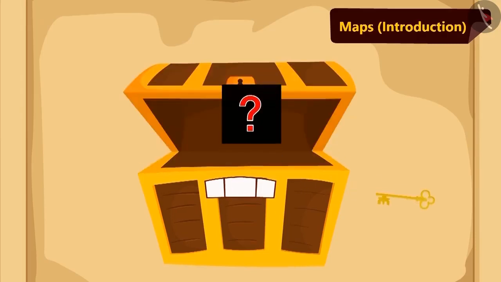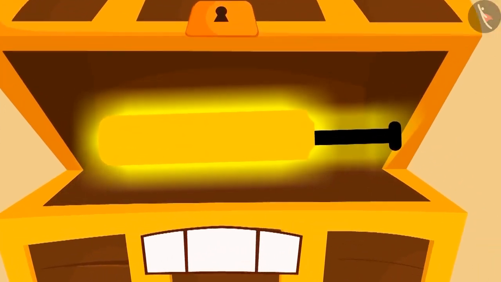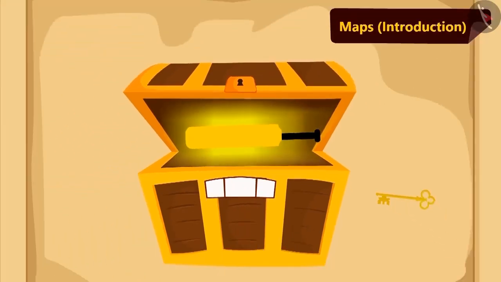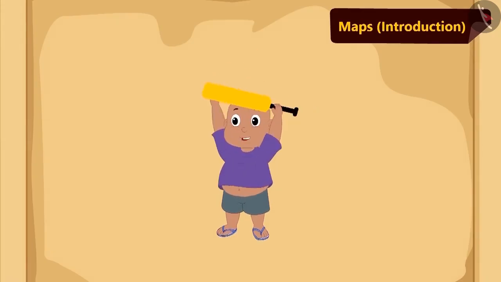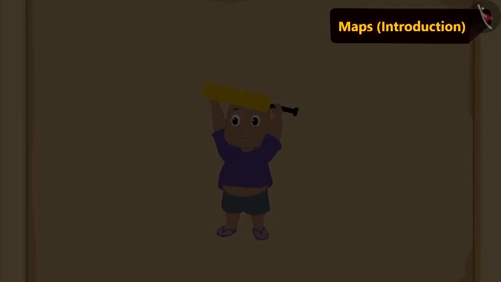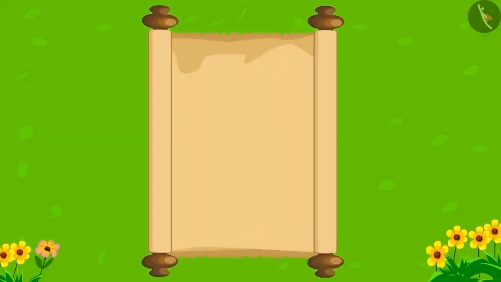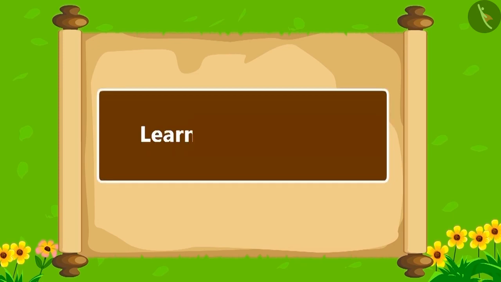Children, do you know what did Bablu get in the treasure? Bablu got a new cricket bat in the treasure. See how happy Bablu looks. Children, in this lesson, we learned about maps. In the next lesson, we will look at some interesting examples.